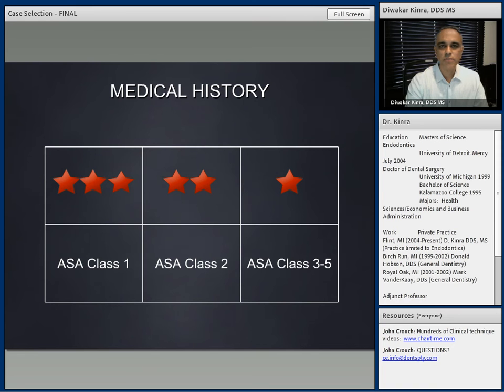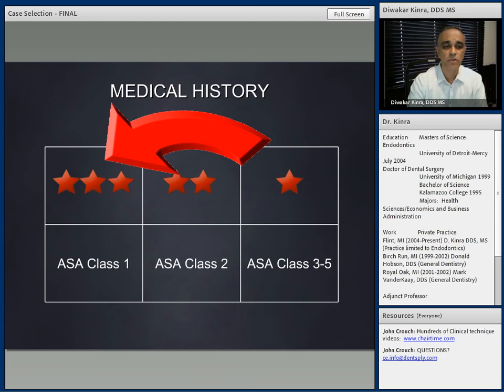If anybody knows medical history better than any of our clinicians out there, it's going to be the general dentists who see the patient every 6 months. Again, those ASA class 1 patients are our slam dunk 3-star type patients. As you get further along, ASA class 2, 3, 4, 5, they become more difficult. Now, I'm not trying to tell you that you can move a patient from ASA class 3 or 4 to ASA class 1, but we can learn how to deal with these patients a little bit more straightforward.